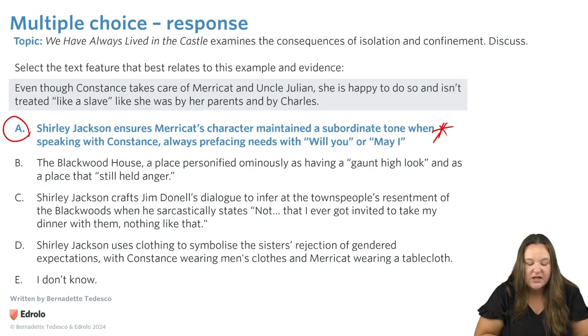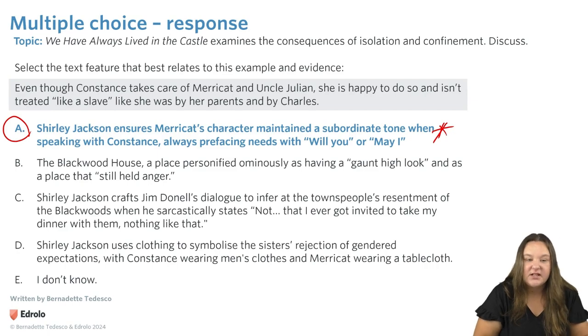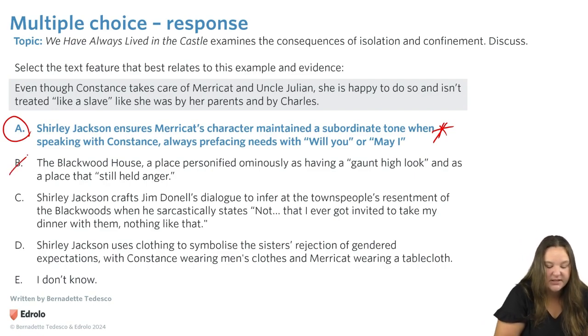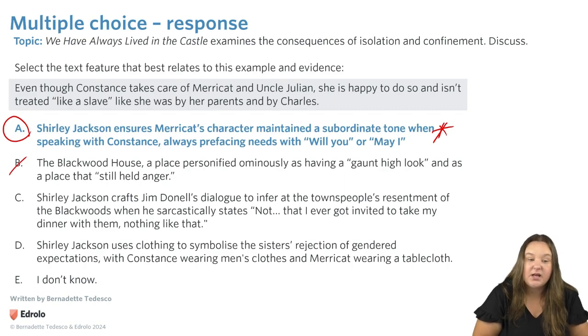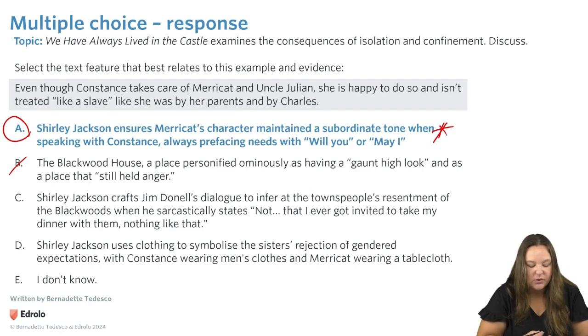So she uses phrases like "will you bake this" and "may I do that," asking rather than stating that Constance has to do things. The next one here is not the correct answer. The Blackwood House, a place personified ominously as having a gaunt high look and as a place that still held anger, isn't relevant because it's not talking about Mary Cat or Constance or Uncle Julian, and it's not talking about being treated like a slave.